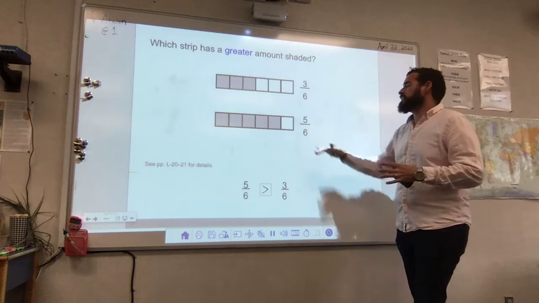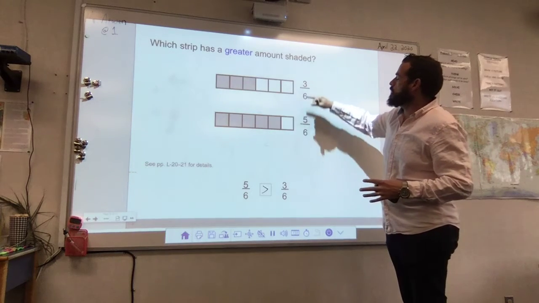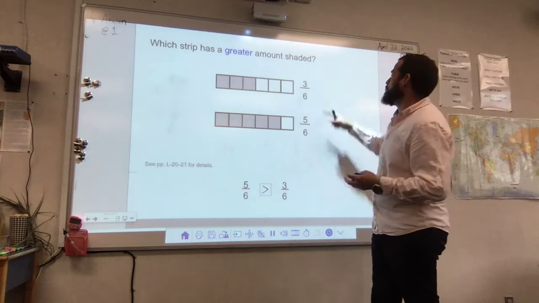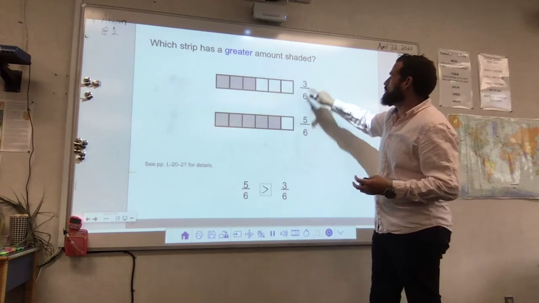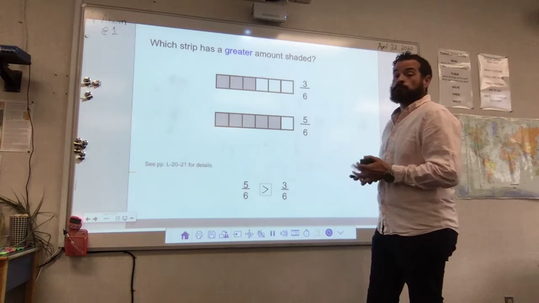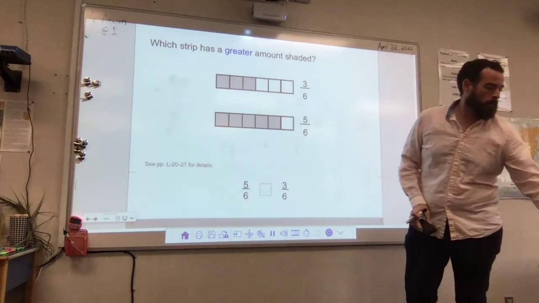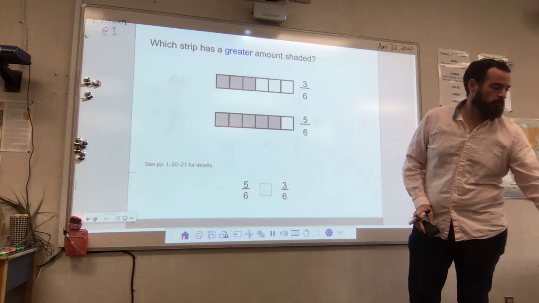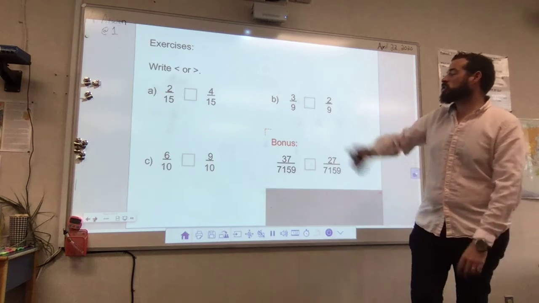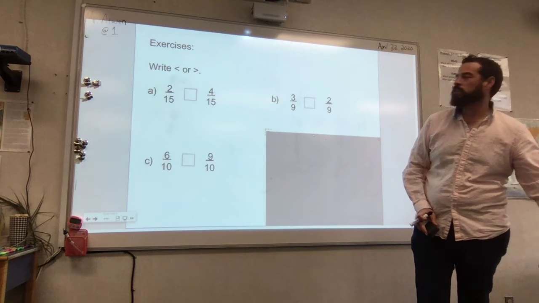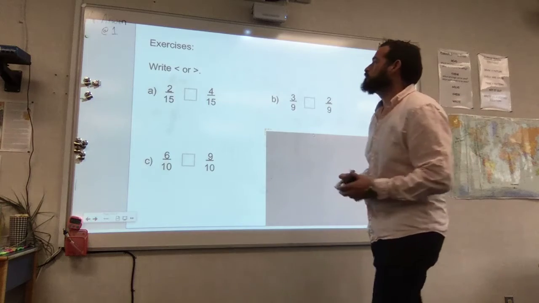Again, pretty easy when the denominators are the same. When the bottom number is the same, all you have to do is see which number is bigger up top, regardless of the size of the number. Hopefully that should be pretty easy for everyone. Let's go through a couple here. I'm going to cover up that bonus. We'll do these first 3 first and then get to that.